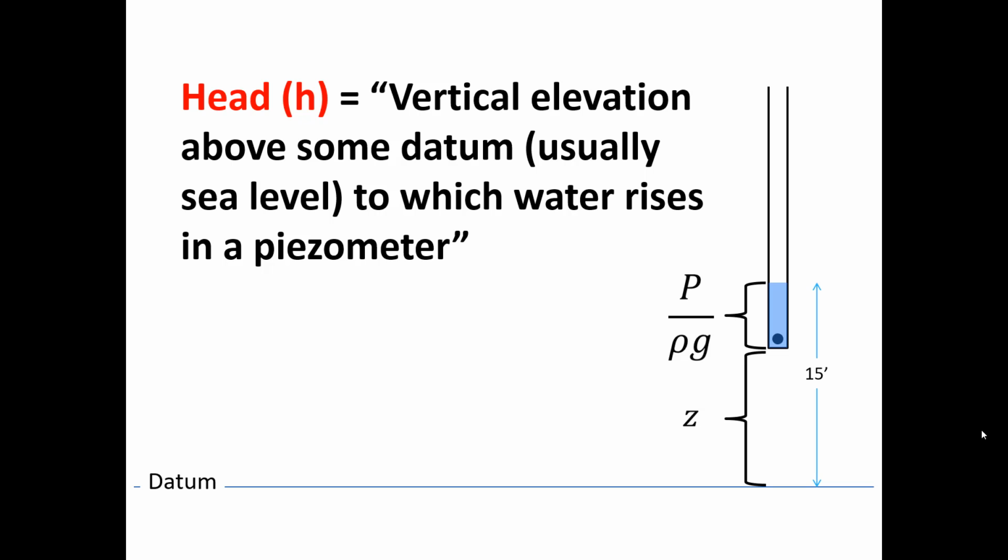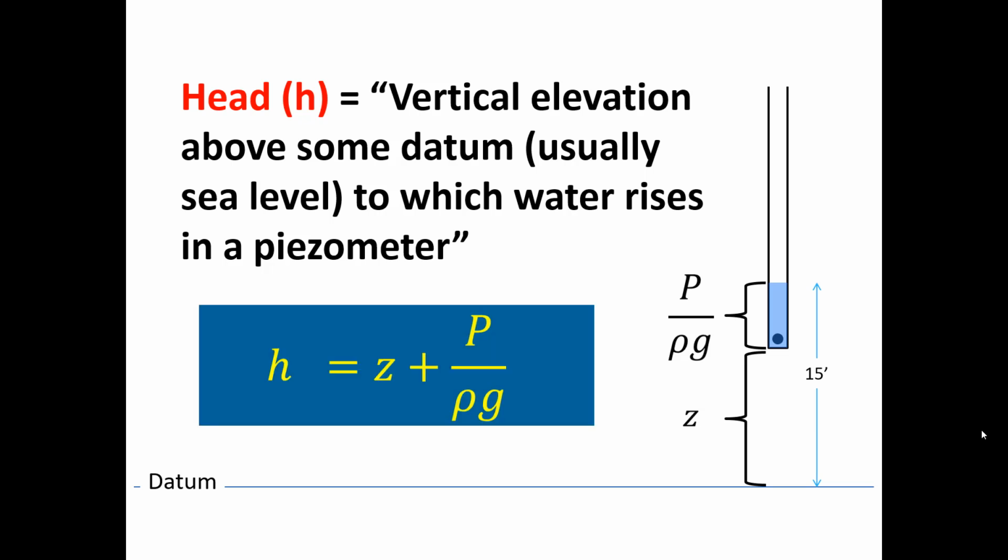It's easier to see the components of head if we look at how it's actually measured. Once again, the head is the elevation of water in the piezometer measured relative to datum. The head can be deconstructed into two lengths: the elevation of the entry port above datum, which is Z, and the height of the column of water in the piezometer, which is P over rho g. Thus, H equals Z plus P over rho g.